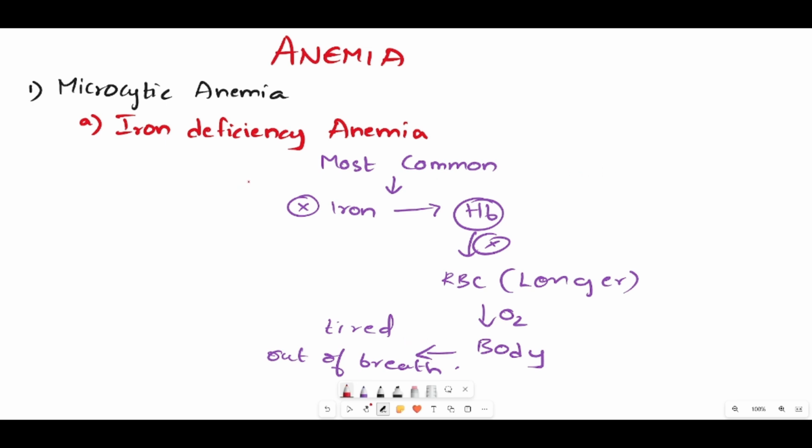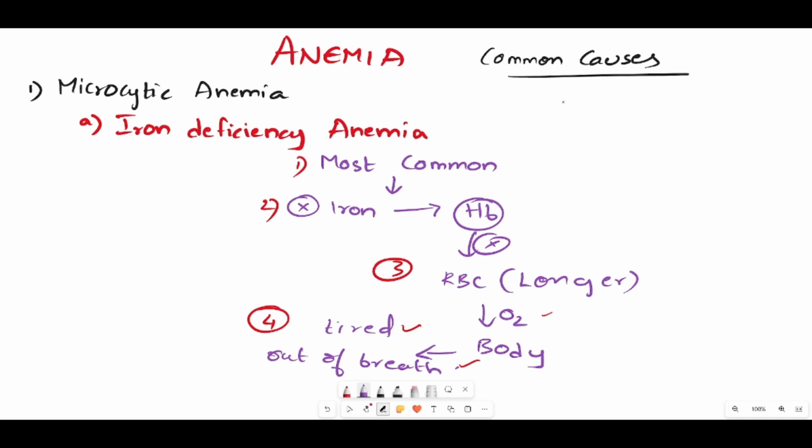So what points will you include in this? The first point: this is one of the most common causes of microcytic anemia. Second point: the body does not have a sufficient amount of iron to make hemoglobin. Third point: without hemoglobin, the RBC will take longer to transport oxygen throughout the body. Fourth point: when it takes longer to transport oxygen, the person will feel tired and out of breath. So keep this heading, write these four points, then we will write common causes.